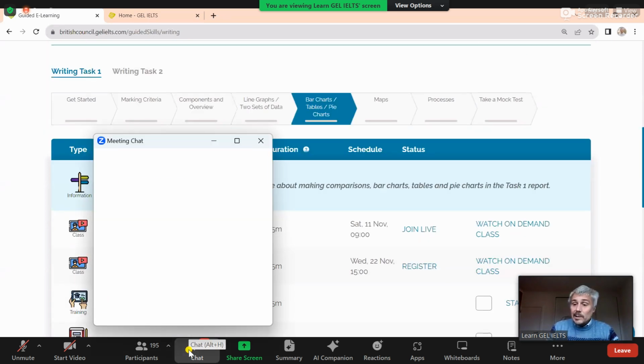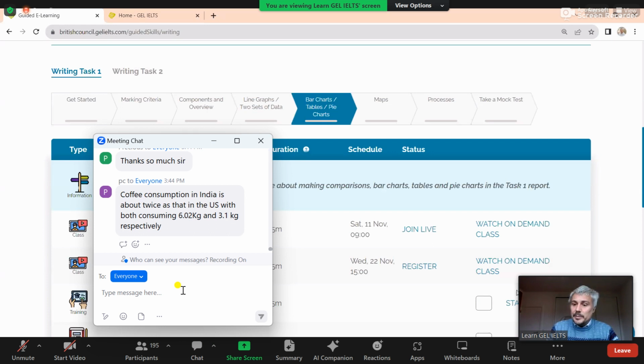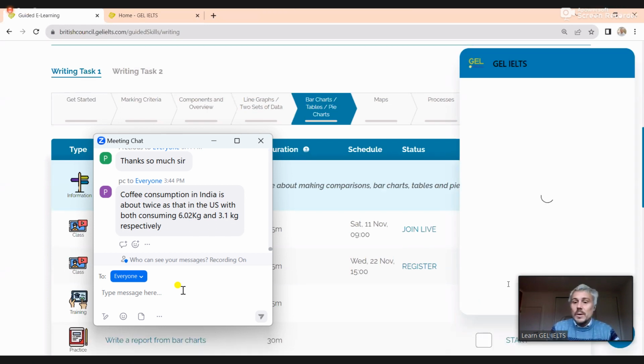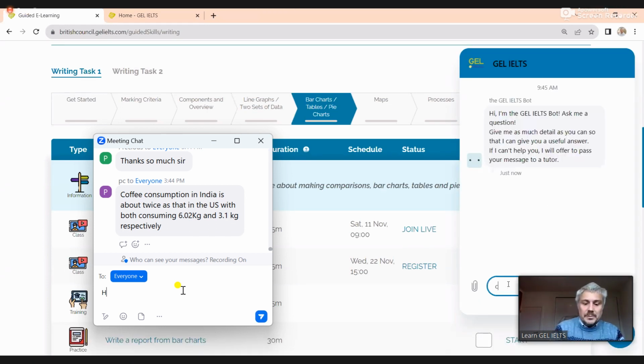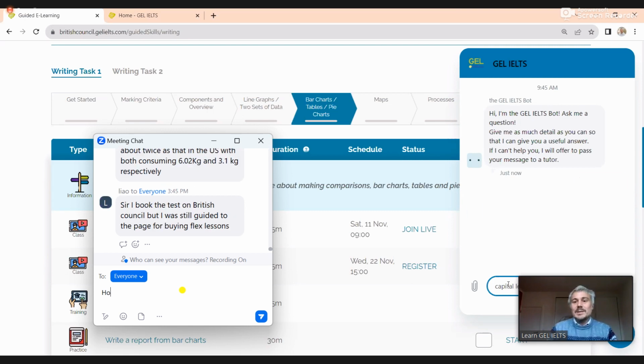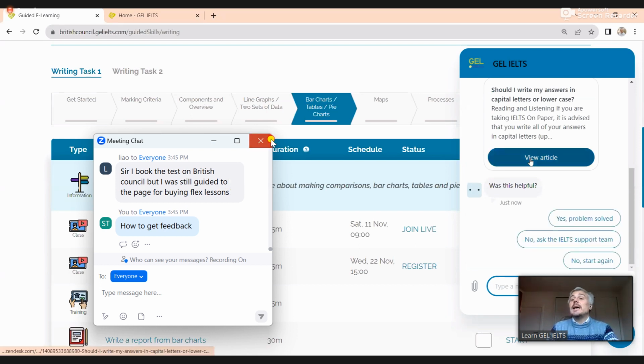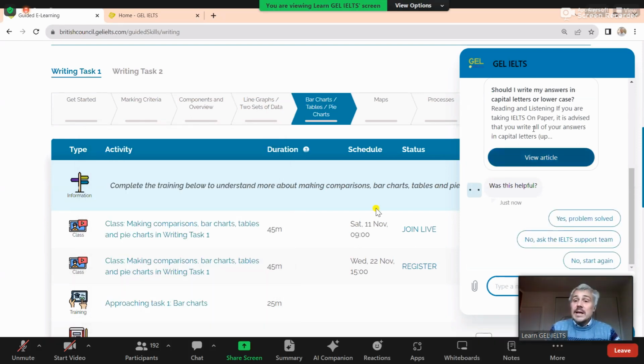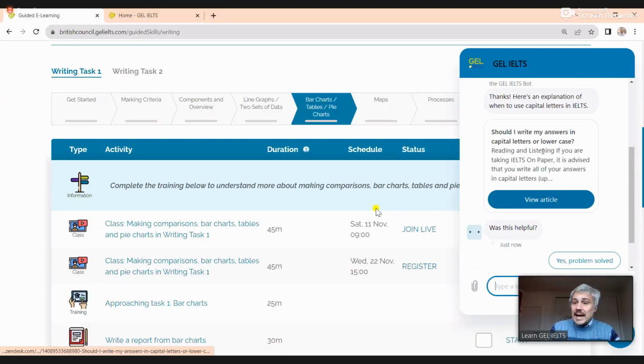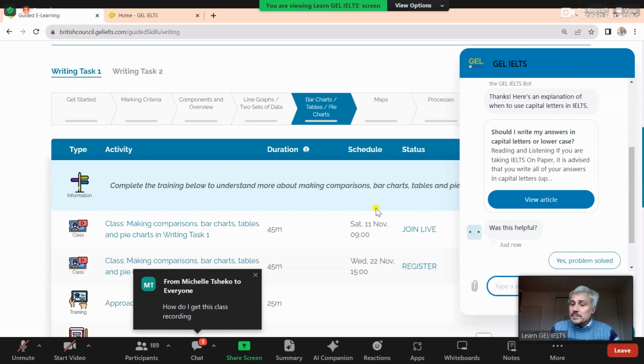If you need help, you can click the chatbot button here and type your question here. For example, if you have a question about capital letters, the chatbot will give you an article to explain when you need to use them and not. Please read the information that the computer gives you. If you don't get the answer you need, then you can put your email address and we will answer as quickly as possible. So for questions, please click here.